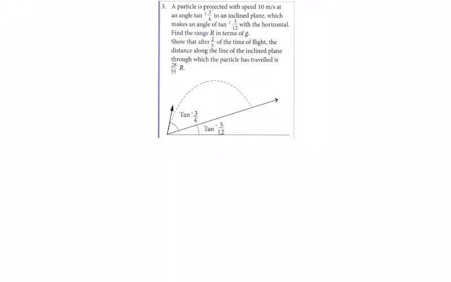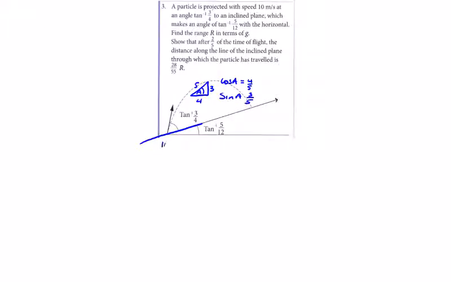Question 3, we have a particle projected with speed 10 at an angle tan inverse 3/4 to the inclined plane. Here's my inclined plane. And we know we have the inverse tan. We need to get the cos and the sine. So here's my angle A. Opposite over adjacent, hypotenuse is 5. Cos A, 4/5. And sine A, 3/5.